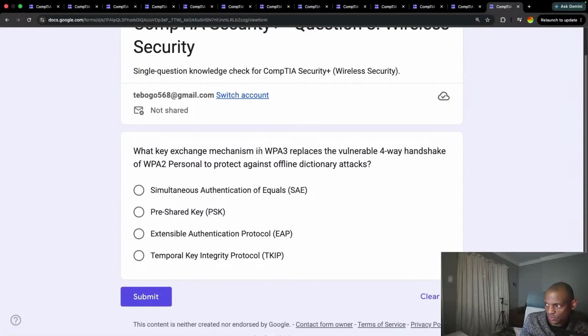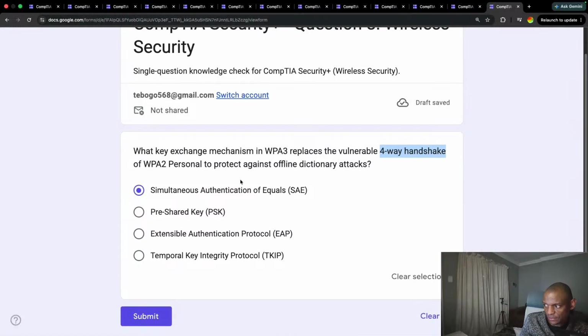If I can give you a clue, this is the old method of securing wireless networks. This is the modern one, the latest one. And then they're asking what replaces the four-way handshake that was used in the old model. And the answer to that one is this one, the first one, right? Simultaneous Authentication of Equals, SAE, is only included in WPA3, the modern Wi-Fi security protocol.